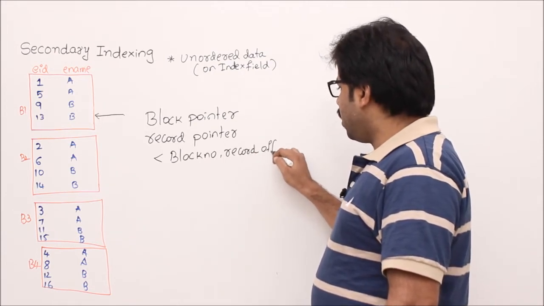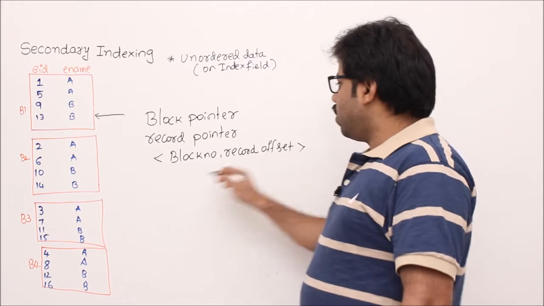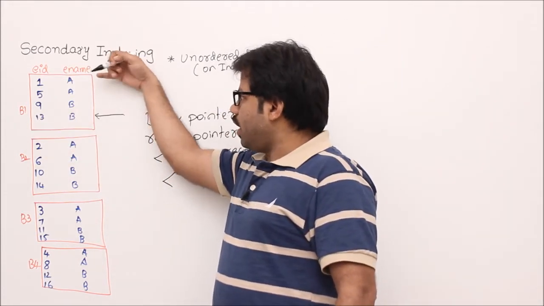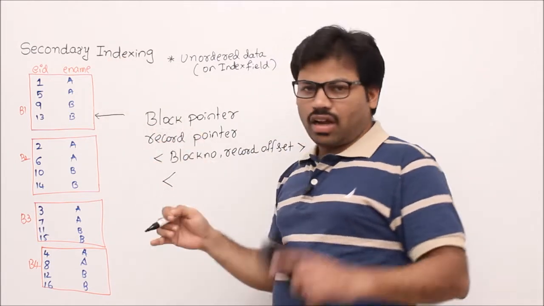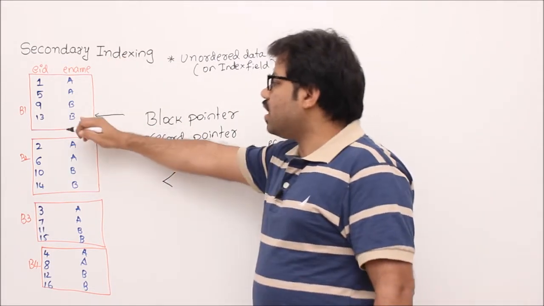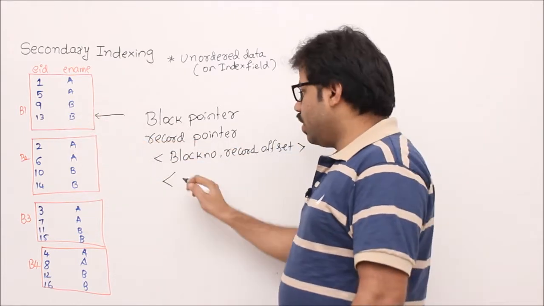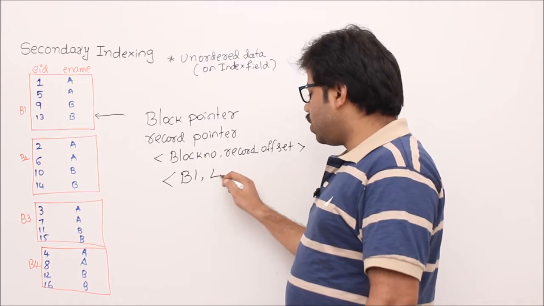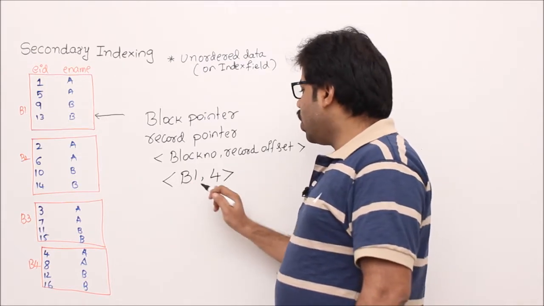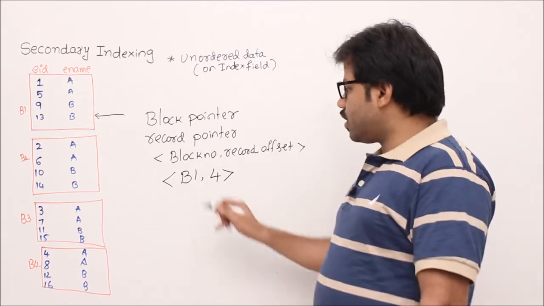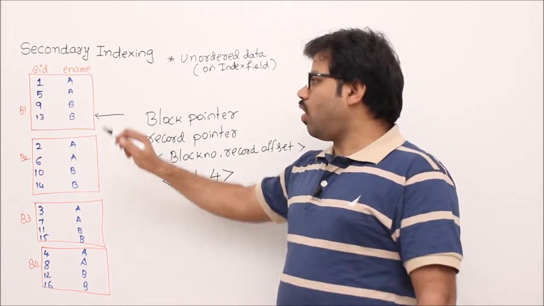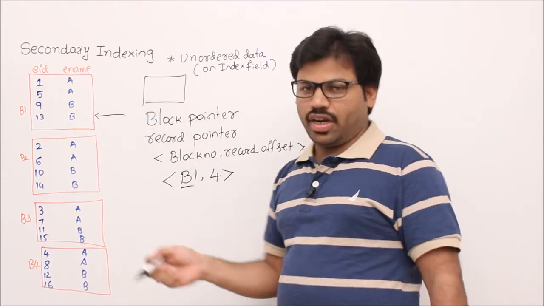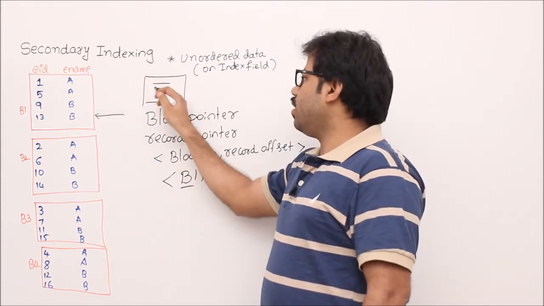Record offset. Example, let's say this record is the fourth record in this particular block. Assume all are fixed length records, then it is easy for me to fetch the fourth record. Let's say you want to fetch B1, 4: block number 1, fourth record. First of all, using B1, I go to block number 1 and that data will be transferred to main memory.